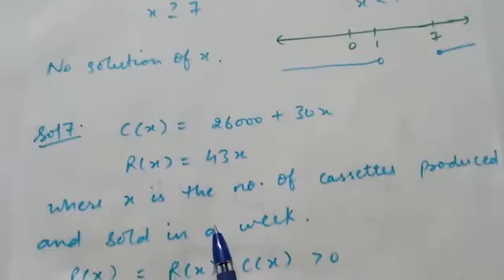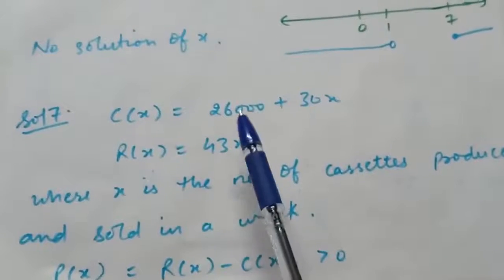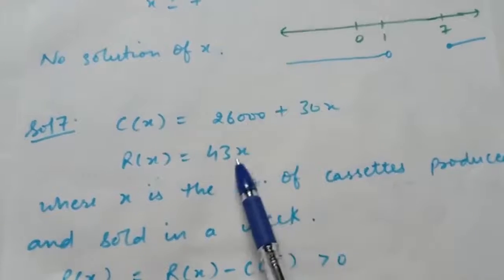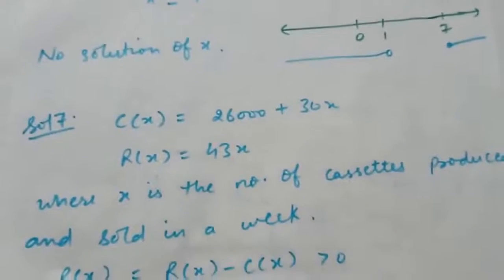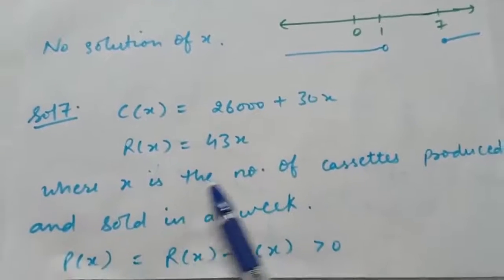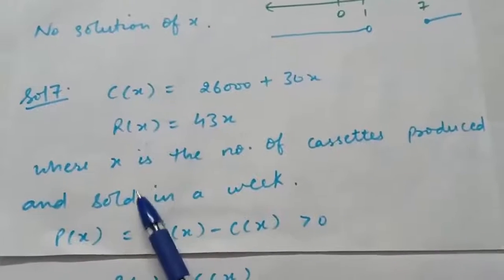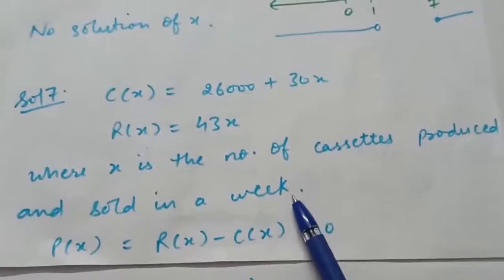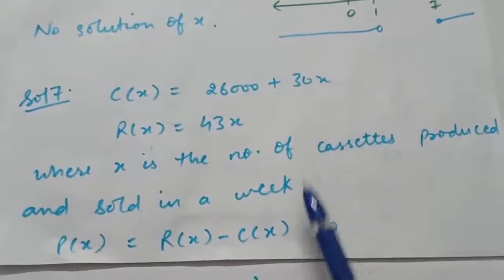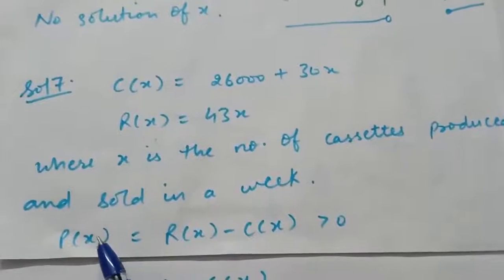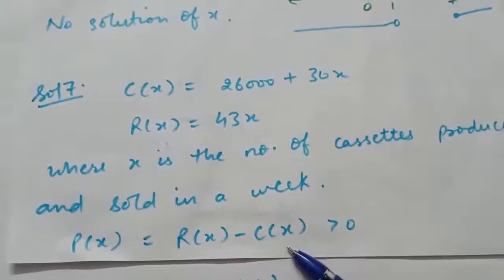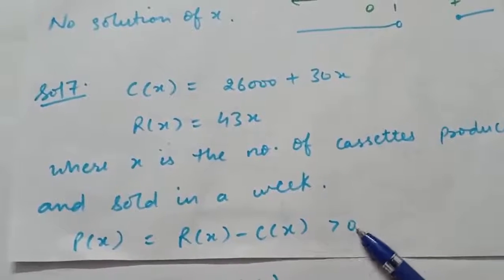Now in question 7, it is given in the question that this is the cost of the cassettes produced and this, that is R(x), is the revenue of the cassettes sold, where x is the number of cassettes produced and sold in a week. Now they have asked how many cassettes x should be sold to realize some profit. That is, profit should be greater than 0. To realize some profit means profit should not be equal to 0. It should be greater than 0.